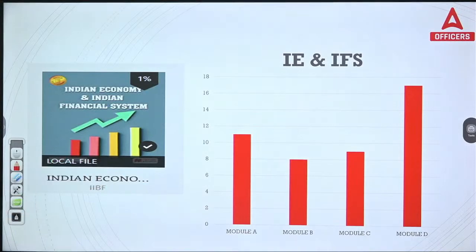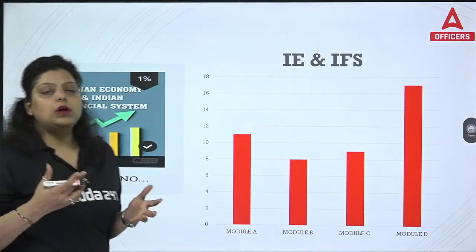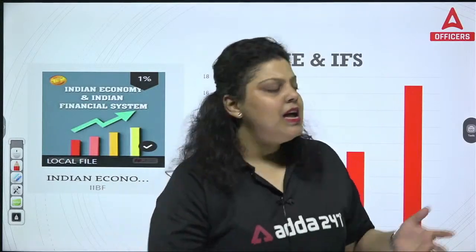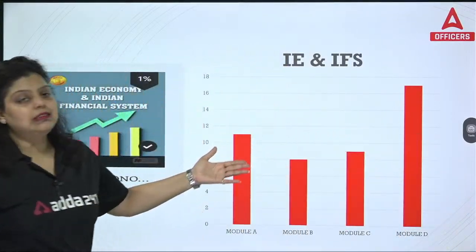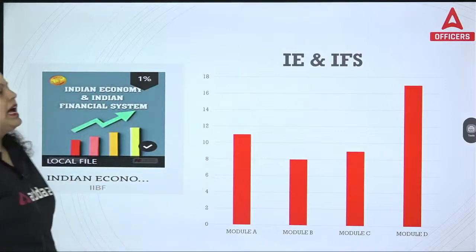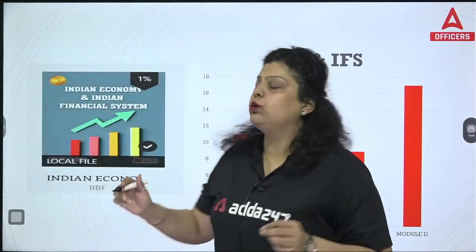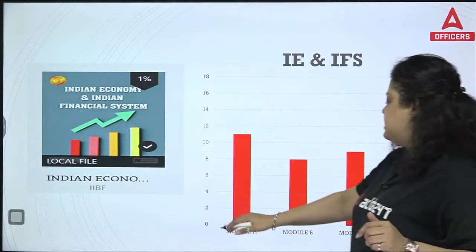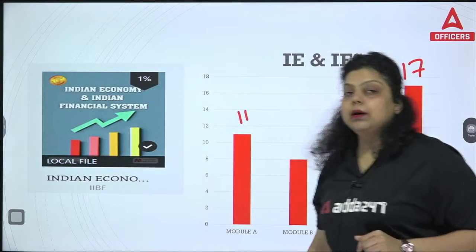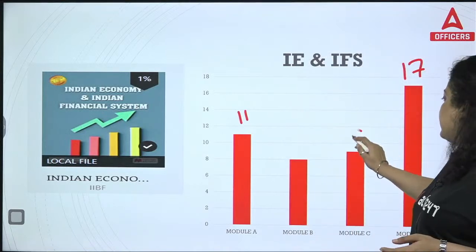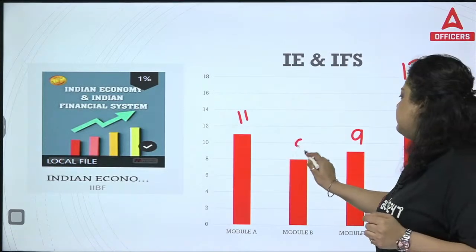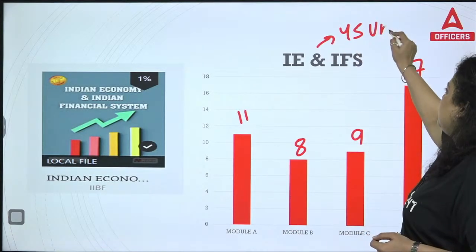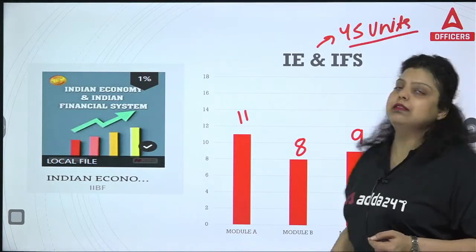If we talk about the Indian economy and Indian financial system, as we already know, this particular subject covers 4 modules, A, B, C and D, and this is the distribution of units in the modules. You can see the maximum number of units will be in module D, that is 17. The second maximum number of units will be in module A, that is 11. Module C covers around 9 units and module B covers around 8 units, and a total of 45 units are available in your Indian economy and Indian financial system subject.